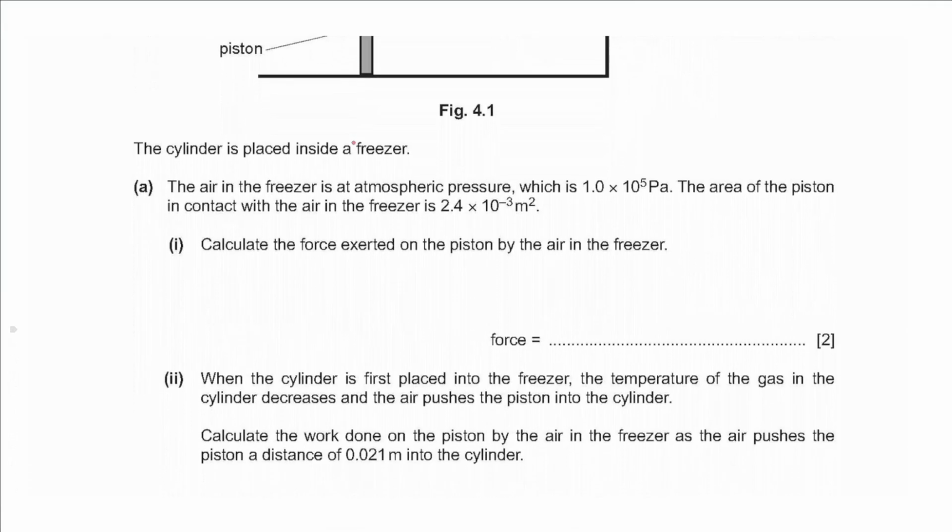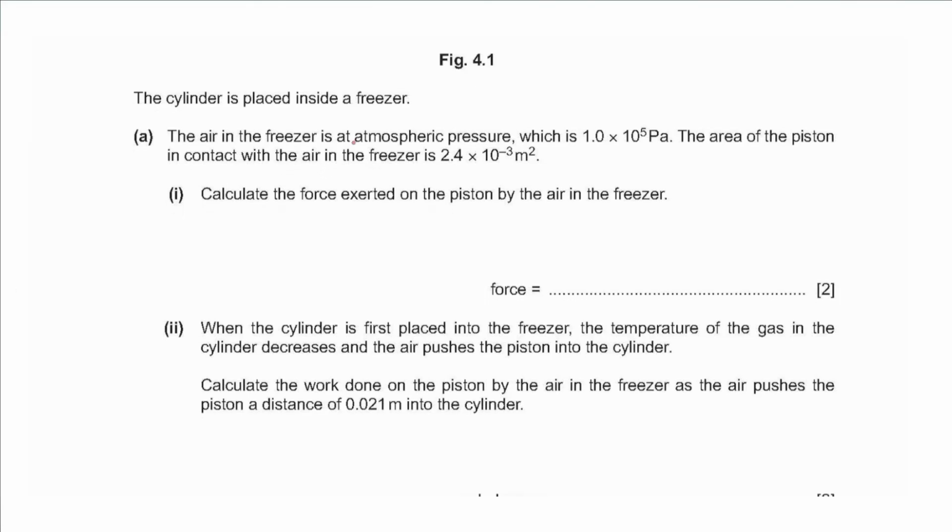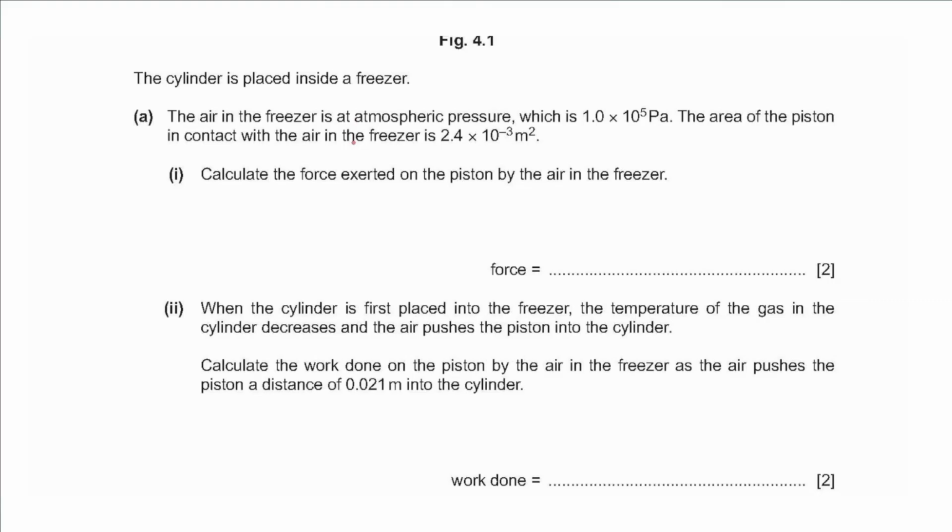Now part A says the air in the freezer is at atmospheric pressure, which is 1.0 times 10 to the power of 5 Pascal. The area of the piston in contact with the air in the freezer is 2.4 times 10 to the power negative 3 meters squared. Calculate the force exerted on the piston by the air in the freezer.